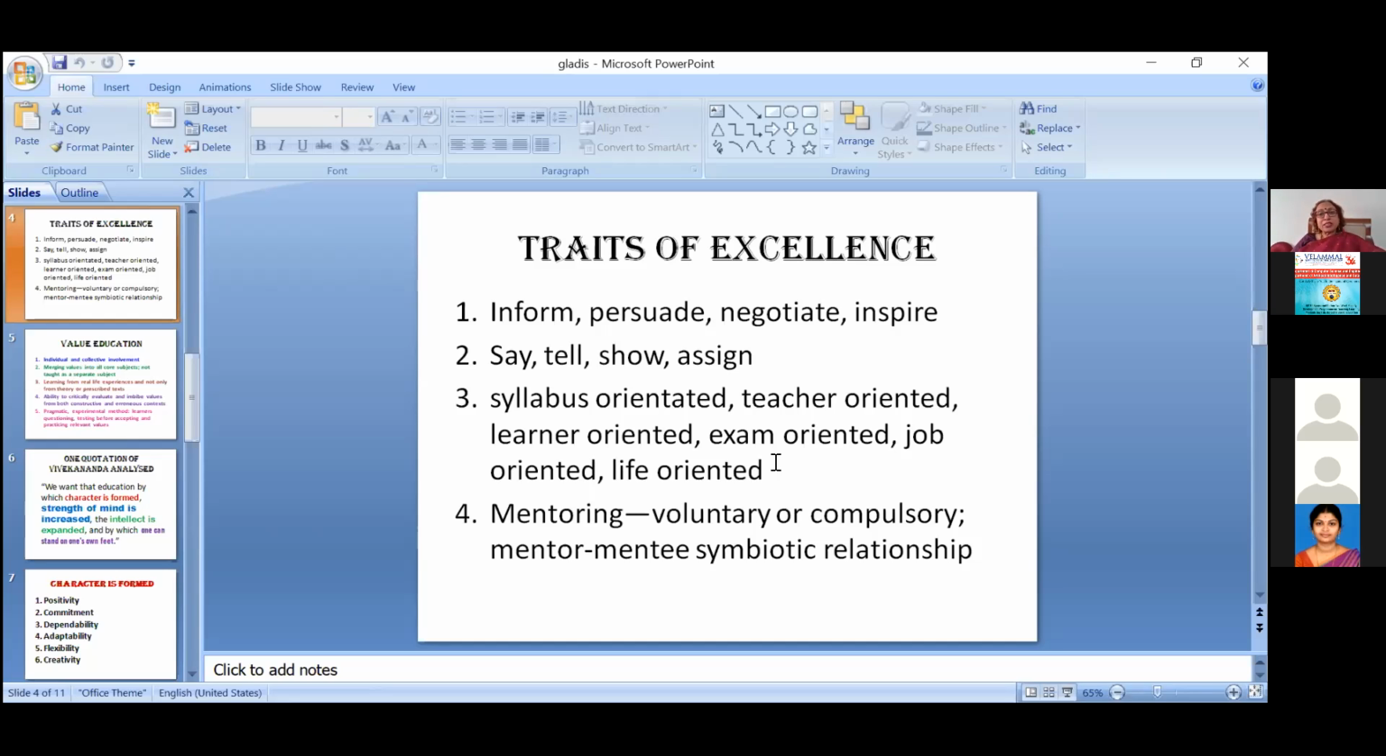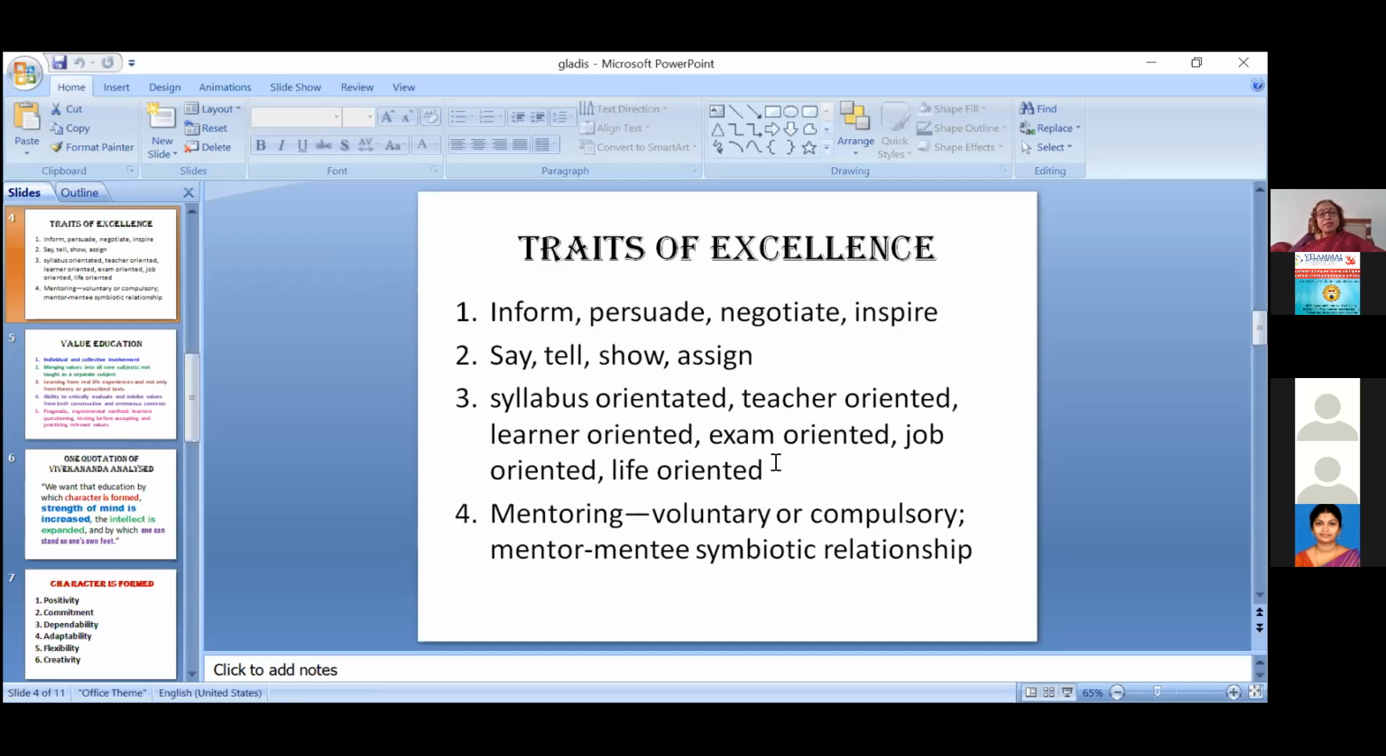Then the last trait is mentoring. I think now UGC or AICTE might have made mentoring compulsory. But there is also the possibility of voluntary mentoring. Suppose tomorrow there's an exam. Tonight at about 10 o'clock, a student calls up. He says, sir or madam, I need this help from you. Will you get angry? Will you not think that a student will never disturb you late at night unless that student has some problem? Voluntary mentoring.